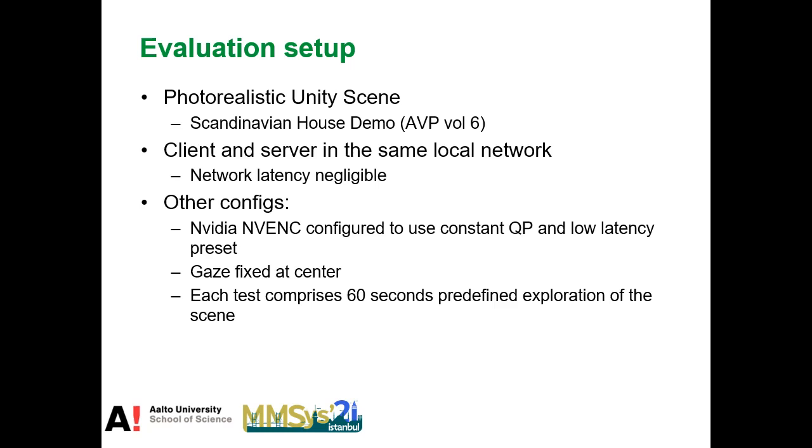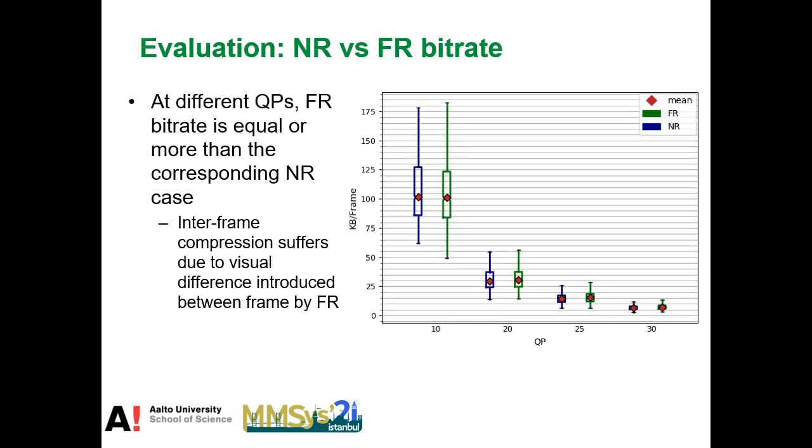Now to the results. Here is the bitrate comparison of foveated rendered frames encoded with uniform spatial quality and normally rendered frames with uniform spatial quality at different QPs. The foveated rendered stream, FR stream, has equal or higher bitrate than normally rendered stream, NR stream. This is due to low interframe compression in FR, as verified when we used only iframes for encoding.